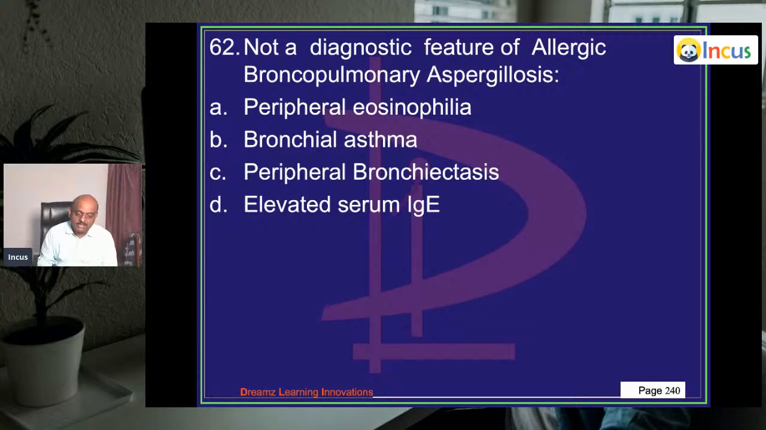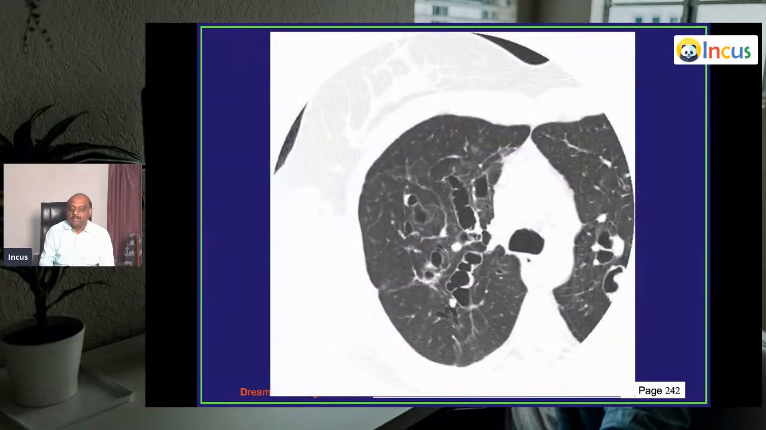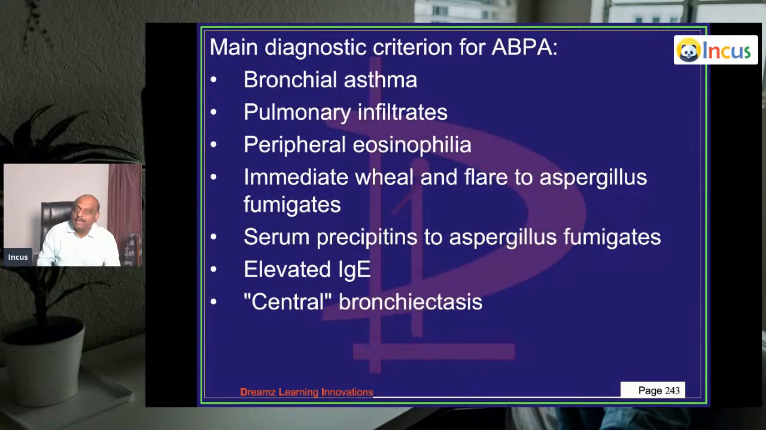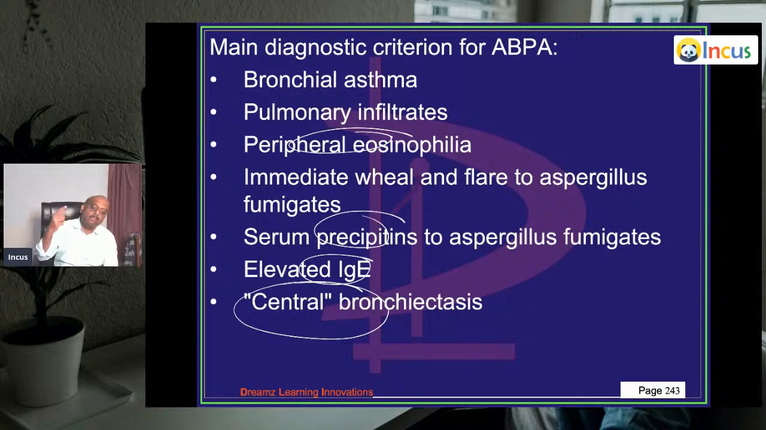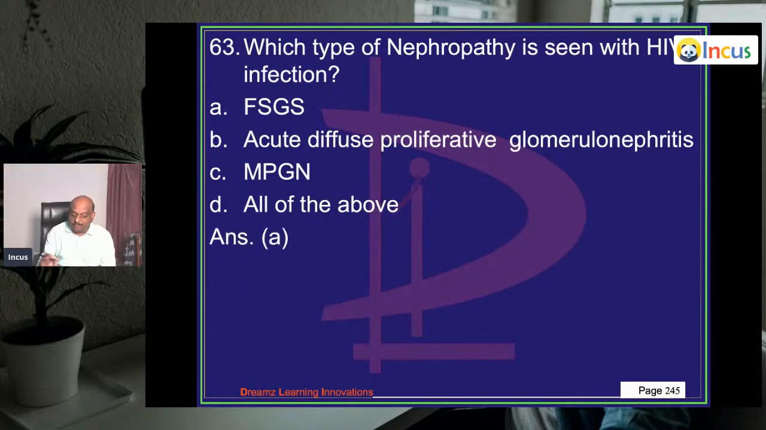Cromolyn, mast cell stabilizer. Allergic bronchopulmonary aspergillosis has central bronchiectasis, not peripheral. Asthma will be there, eosinophilia will be there, elevated serum IgE will be there. They're all true. But you find central bronchiectasis. So bronchial asthma, pulmonary infiltrates, peripheral eosinophilia, serum precipitants, elevated IgE, central bronchiectasis, they're all main diagnostic features of ABPA. HIV infection causes focal segmental glomerulosclerosis.